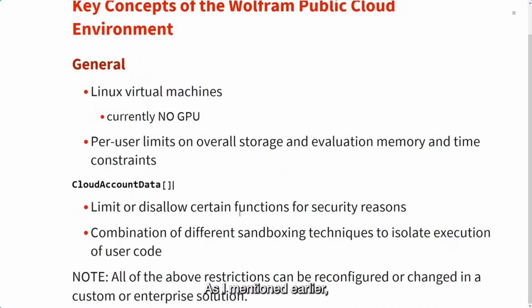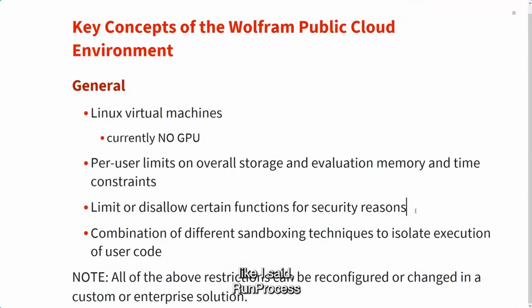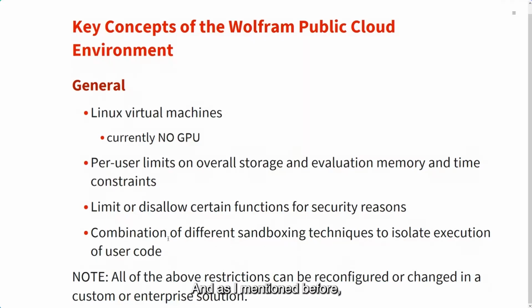As I mentioned earlier, we limit or disallow certain functions for security reasons. Primarily, these are around run process, which would allow you to run arbitrary commands or things like that that would be problematic in a shared space. And as I mentioned before, we have a combination of different sandboxing techniques to isolate execution of user code. That means when you run your code, it's not touching or able to reach other people's code. But even with those sandboxing techniques, we still disallow certain things.